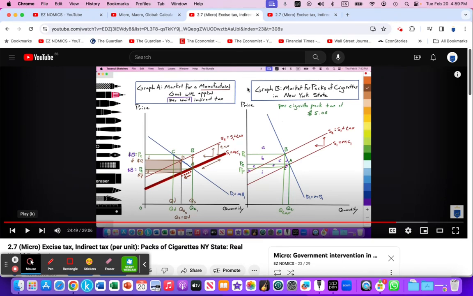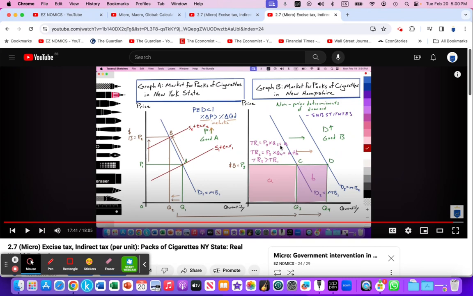The first video in this little series was breaking down the indirect tax and really having a deeper understanding of the model, to understand this more simplified model that we use on our paper exams. We then went on to use the real-world example of cigarette taxes in the state of New York and applying the non-price determinant of substitutes: how a higher price for cigarettes in one state, like New York, can cause consumers to seek cheaper alternatives out of state, like in the state of New Hampshire, where it's cheaper.